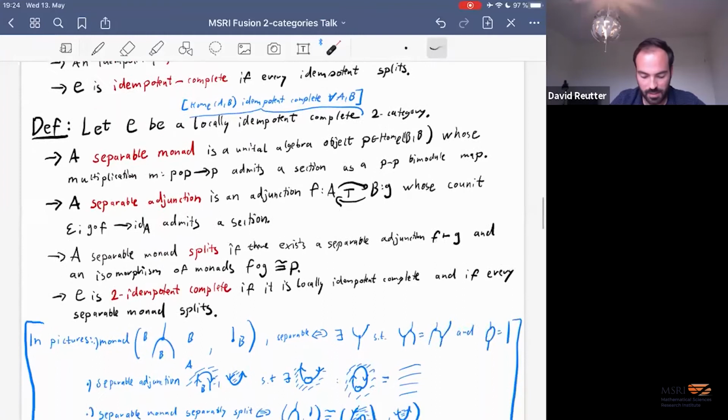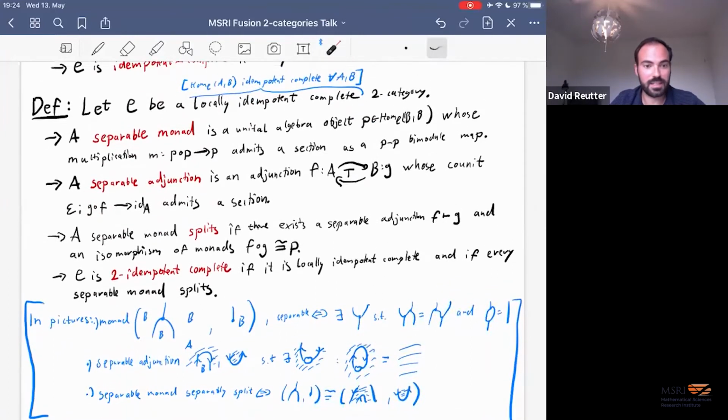For those of you who like to think about these things in terms of pictures, and I definitely do, here are the appropriate pictures for that. A monad is, of course, a multiplication map and a unit on some object P, and it's separable if there exists a comultiplication map that fulfills these Frobenius-like conditions. This is a P-P bimodule splitting, and that splits the multiplication. So a separable monad is something like a non-counital special Frobenius algebra.